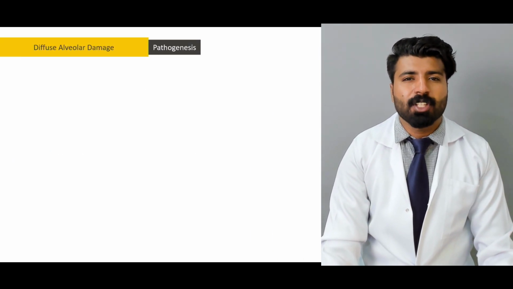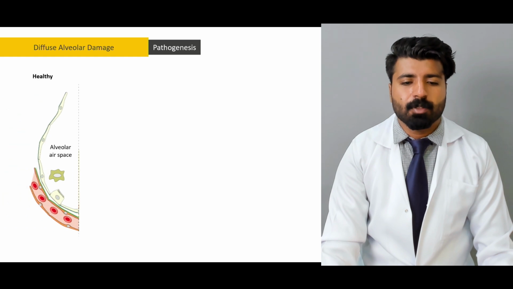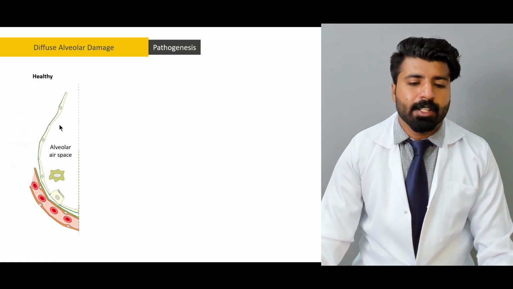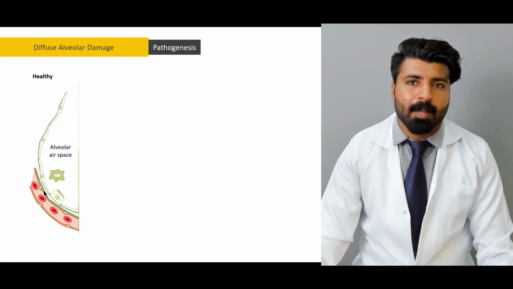Let's talk about the pathogenesis of diffuse alveolar damage. As you can see, this is a healthy alveoli. This is the alveolar airspace. This is the capillary. Blood is moving in this direction. Air can come out and go. So gas exchange is happening here.